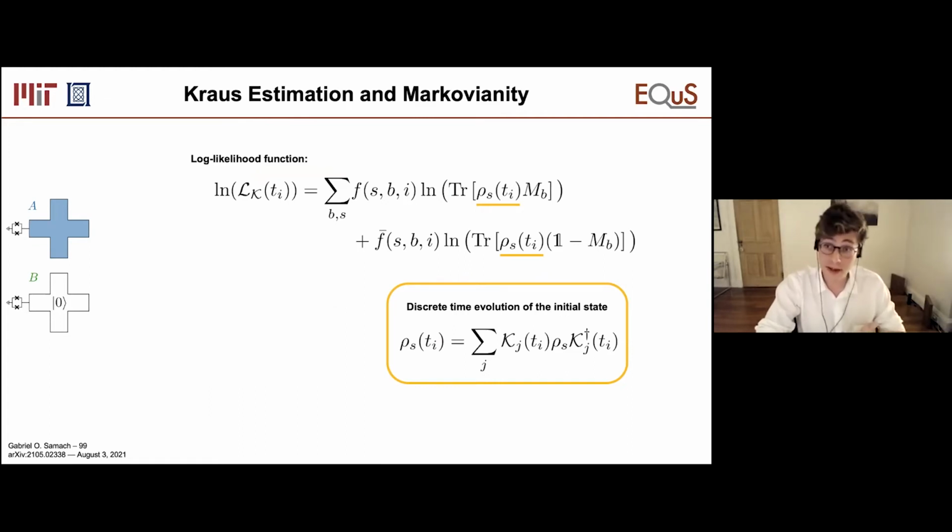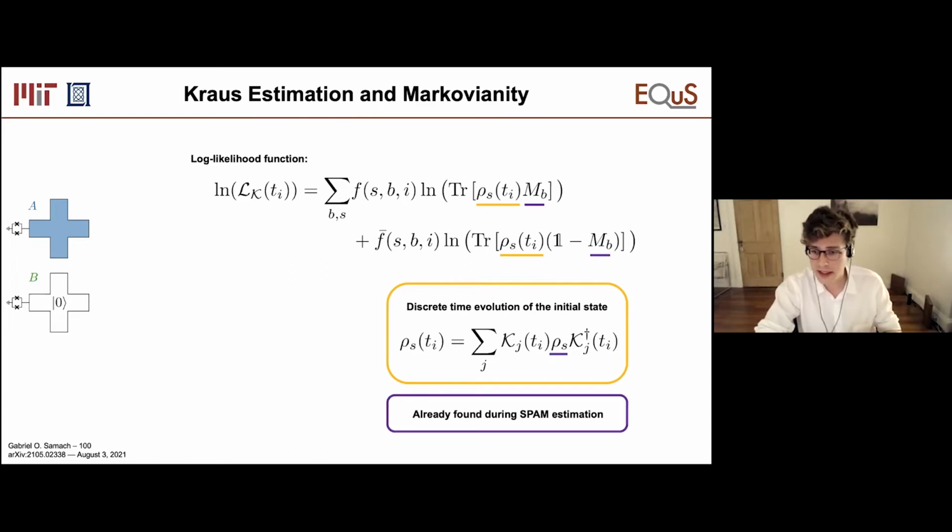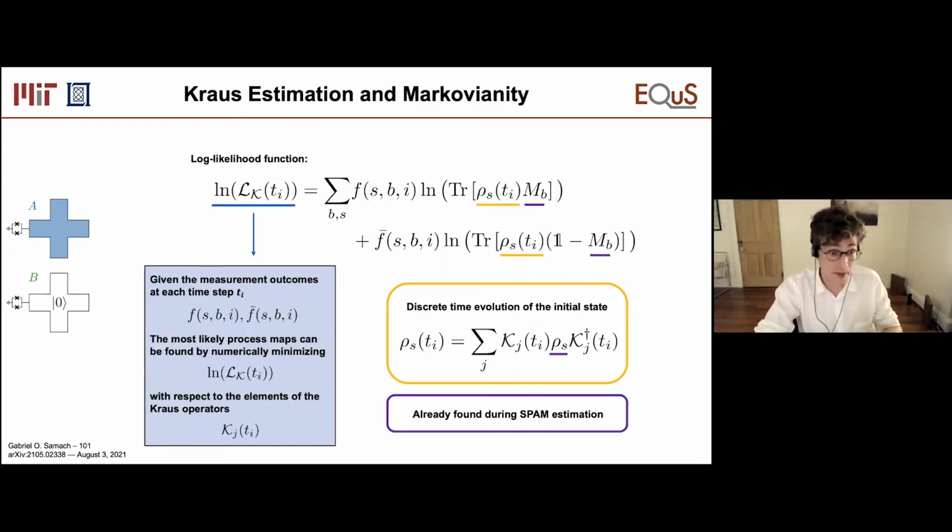we want to look at rho sub s at some later time t_i. So here, rho sub s at time t_i is going to be the discrete time evolution of the initial state by some set of Kraus operators, K. And then here, the initial state that we're evolving, rho sub s, and these measurement operators M_b, we already found those during the span estimation. So really all that remains to be found are the Kraus operators.